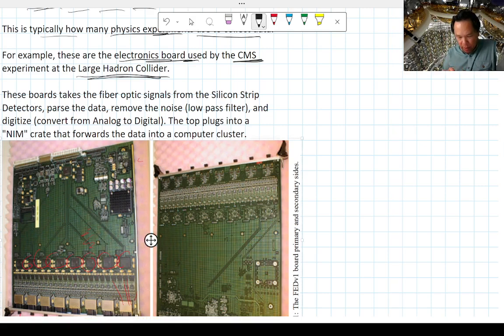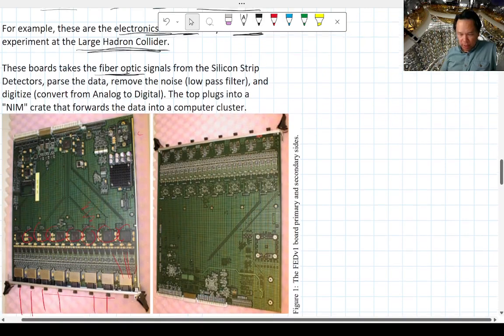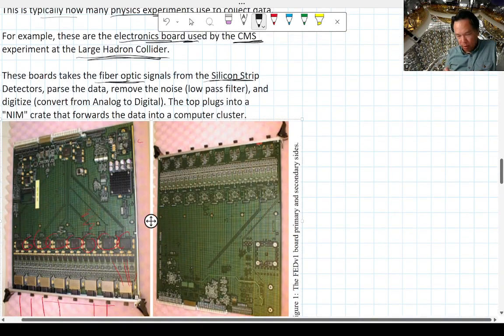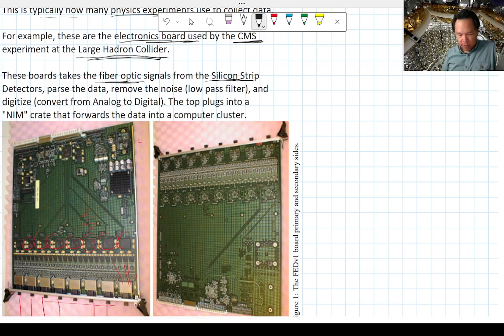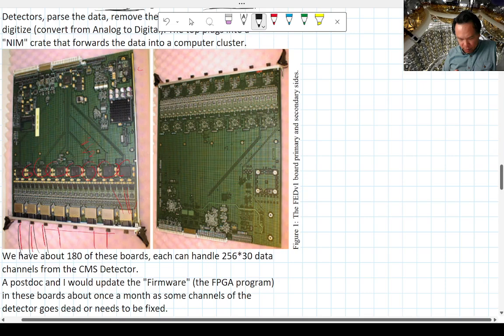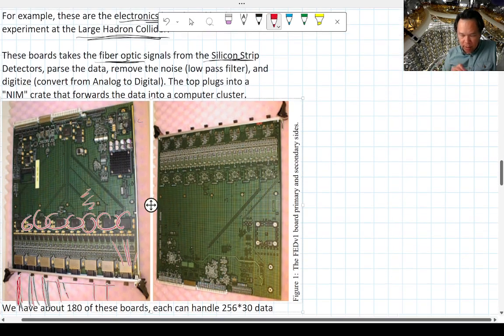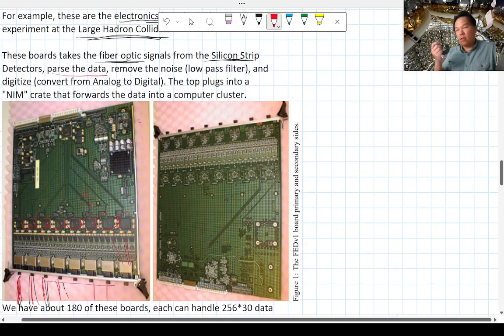And the way we read out the information, at least on the part of the experiment I'm on, the silicon strip tracker, is that the fiber optics comes from the detector and runs about a couple hundred meters. That's why we need fiber optics, because any copper wires will just not have a good signal over that distance. And what it does is it goes into these boards, and then you have the inputs here. And it can parse the data, so it can ignore certain things.